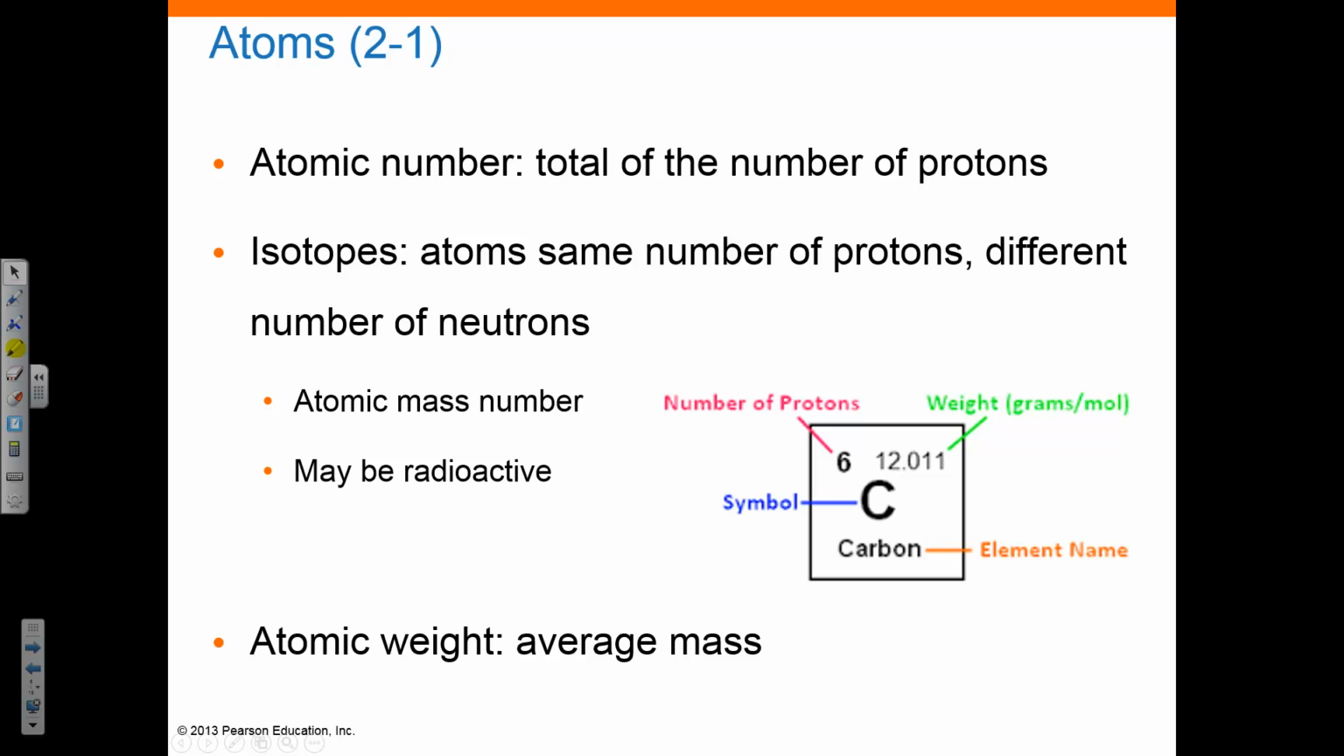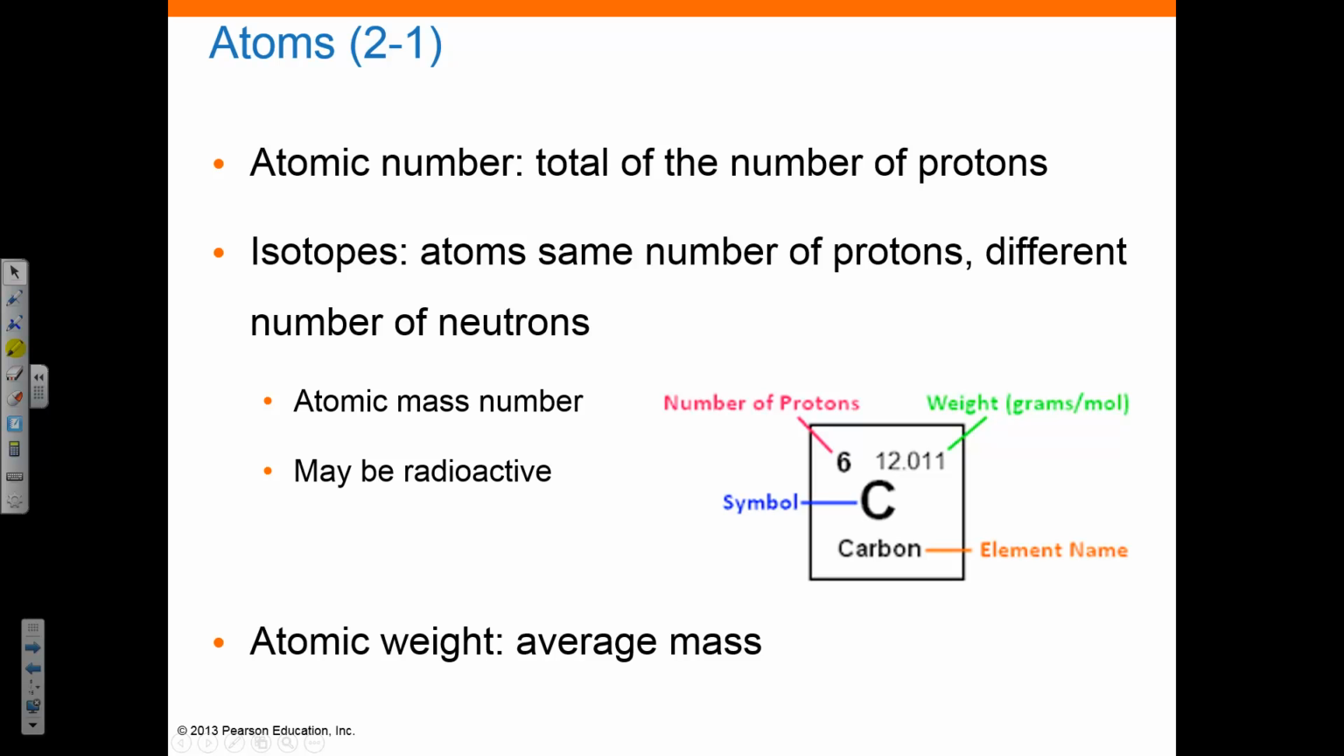There are several terms used to give information on the composition of atoms. Atomic number refers to the number of protons found in an atom. Each element has a unique atomic number. For example, the atomic number of carbon is 6. This means that all atoms of carbon will have 6 protons in their nucleus. In addition, in an electrically neutral atom, the number of protons will equal the number of electrons.